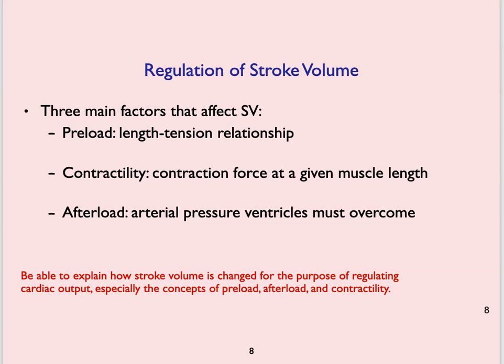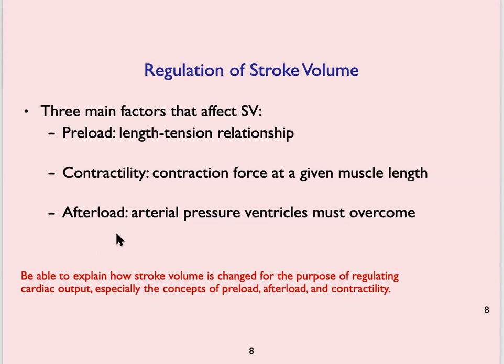Preload is the amount of tension within the ventricular cardiac muscle just prior to contraction. So it measures the degree to which cardiac muscle cells are stretched just before they contract. It's explained by the length tension relationship, also called the Frank-Starling relationship, which we'll take a look at on the next slide.